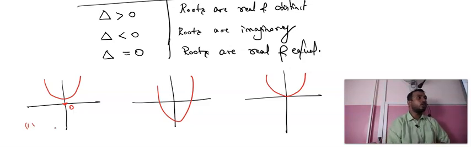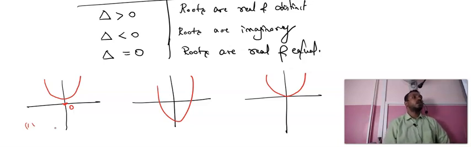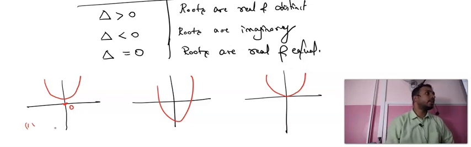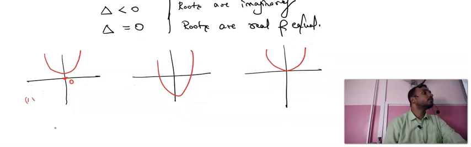Greater than 0, what is the nature? Real and distinct. If the graph is below the x-axis, it means negative. Above the x-axis means positive. Below the x-axis means negative. Exactly touching means equal to 0. I hope most of the students will skip this type of question. Please be careful. Understood? So these are the analytical, diagram-based questions which can appear in the exam. Good. Concepts are clear? Good.